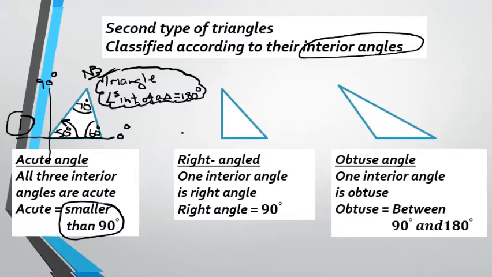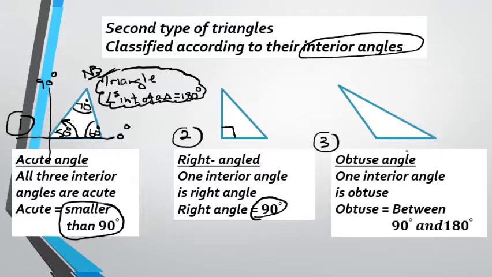The second kind I would like to look at is what we call the right angle. Now the symbol that we apply in the triangle is that symbol there, and that symbol means one of the angles has to be 90 degrees. And when we see that appearing in a triangle, then we refer to that triangle as a right angle triangle. Then the third kind I would like to look at is the obtuse angle.